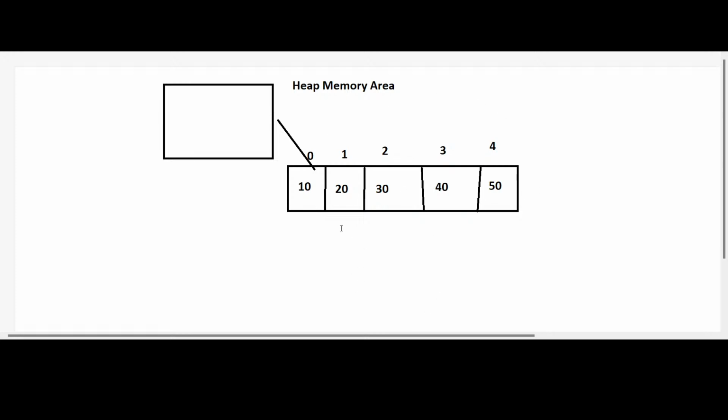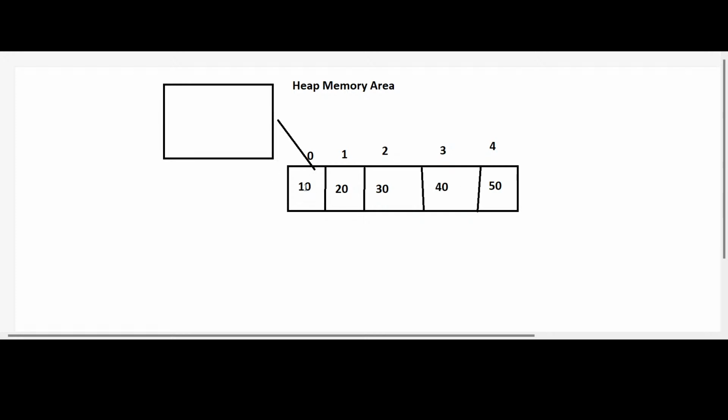In this array, how it will store means, based upon the index values only, these values are going to be stored. Where will these values be stored? Inside one memory area, that is called the heap memory area. These are the values I have represented with the help of a single dimensional array.